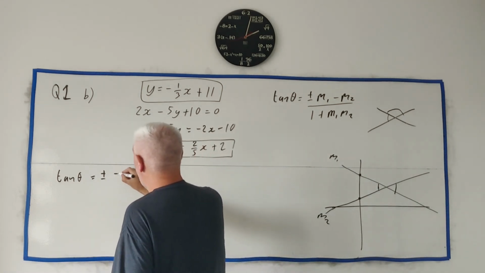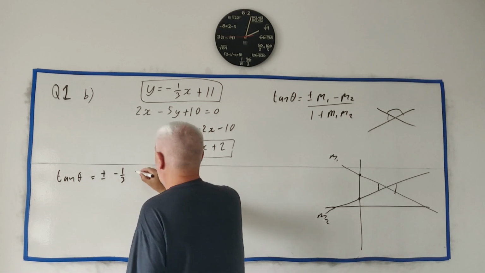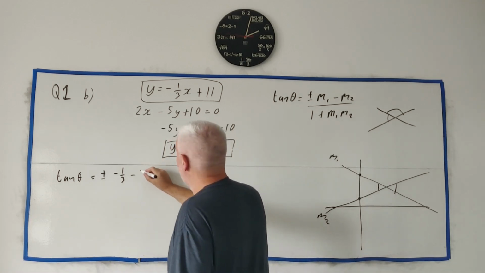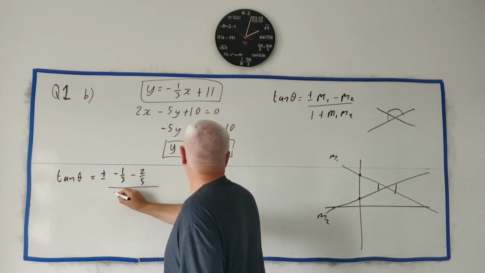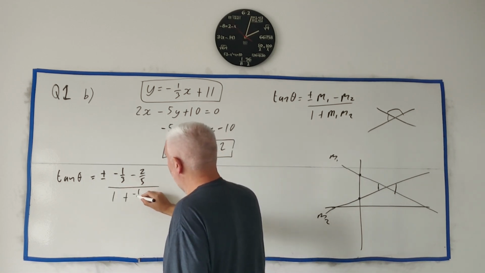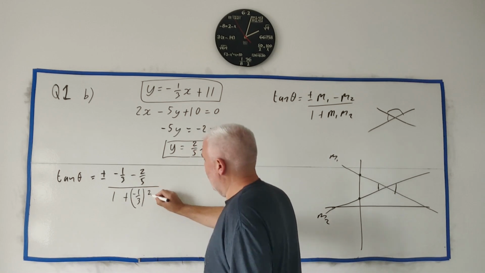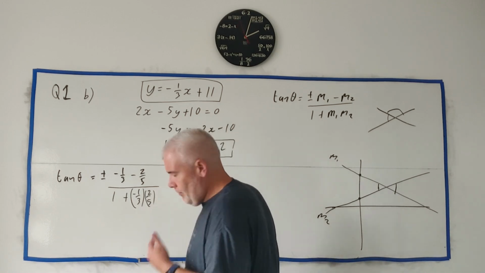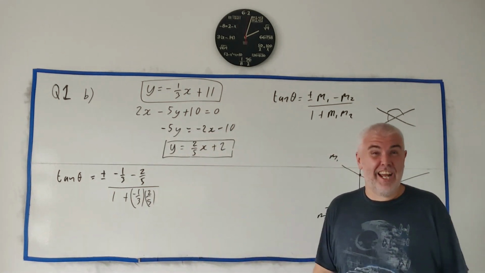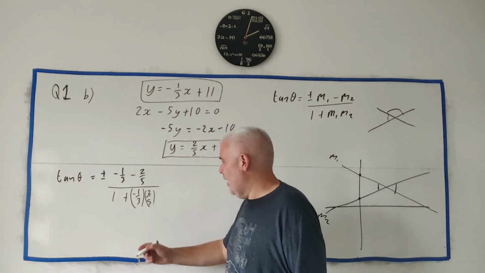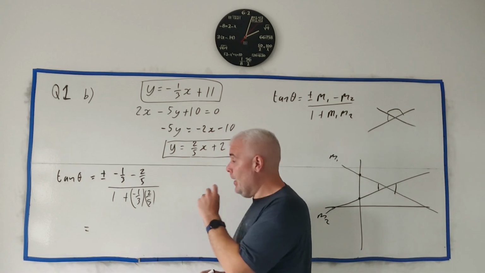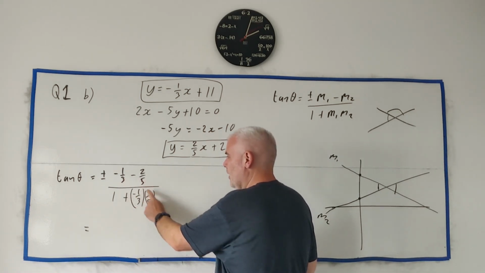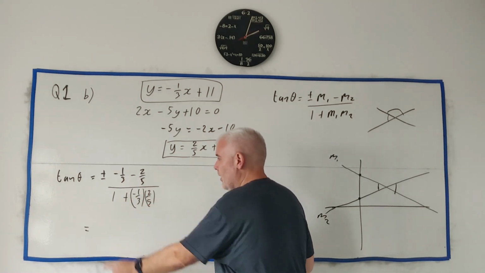m1 was minus 1 over 3. Minus m2 was 2 over 5, all divided by 1 plus minus 1 over 3 and 2 over 5. You can go ahead and let your calculator do all that for you if you want. If we want to do it by hand, I would change all the bottom rows into 15.